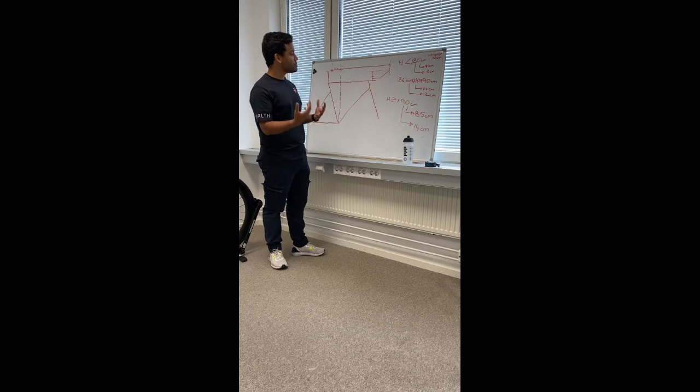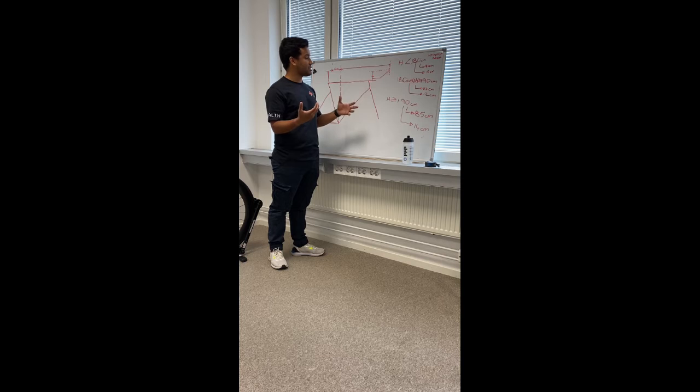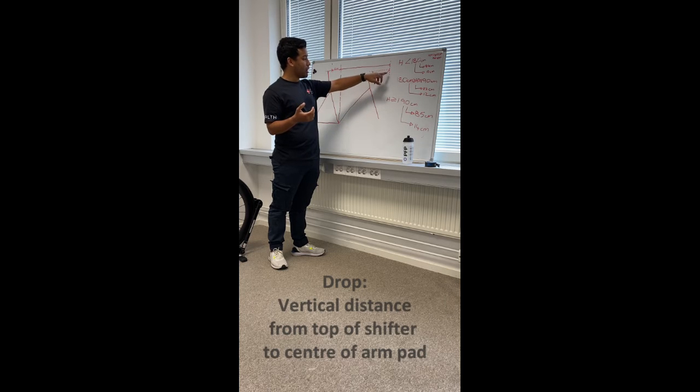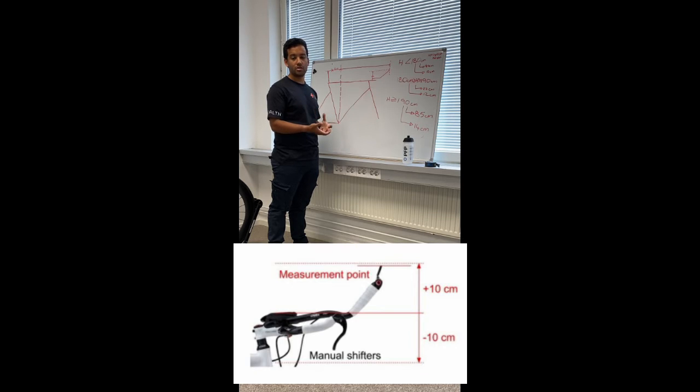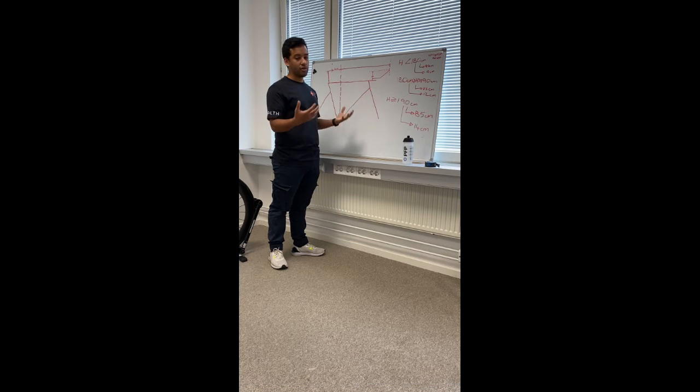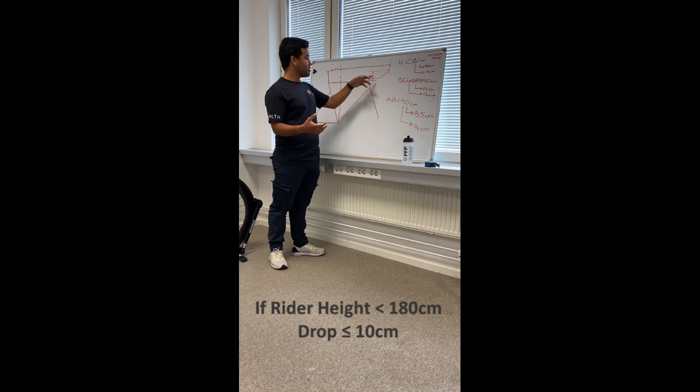The next measurement that has changed slightly is the drop. You measure the drop from the top of the shifter to the center of the arm pad. Again, keep in mind that the shifter needs to be at its furthest point on a mechanical shifter, so it needs to be pointed upwards. If you're less than 180 centimeters, the drop you get is 10 centimeters.